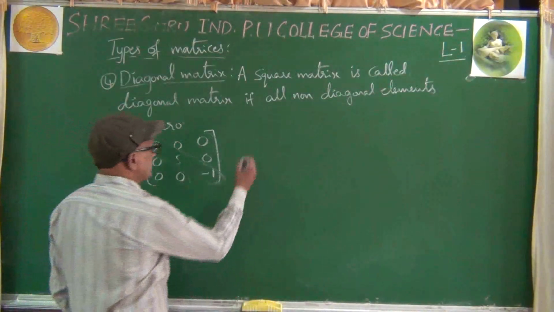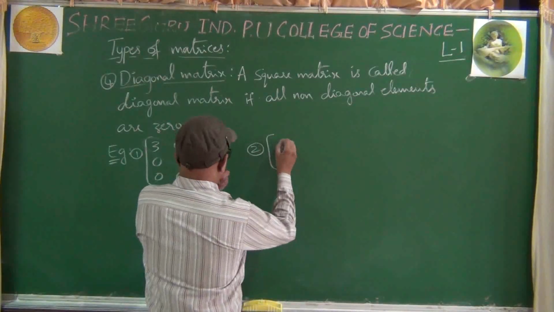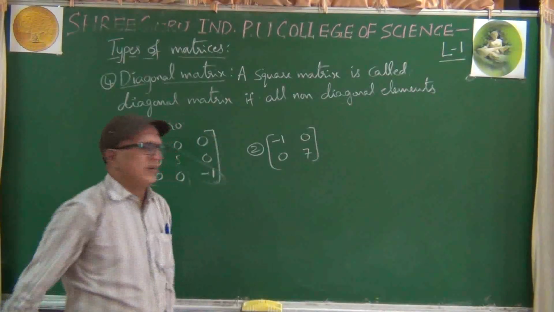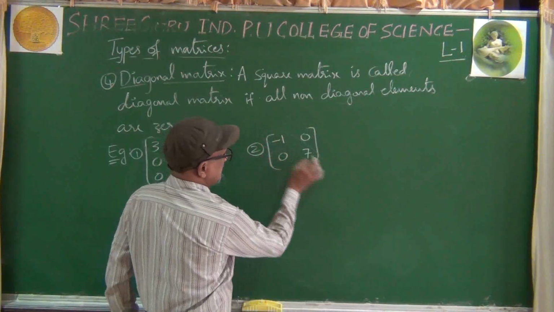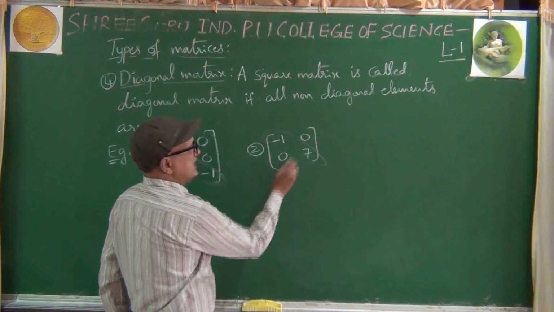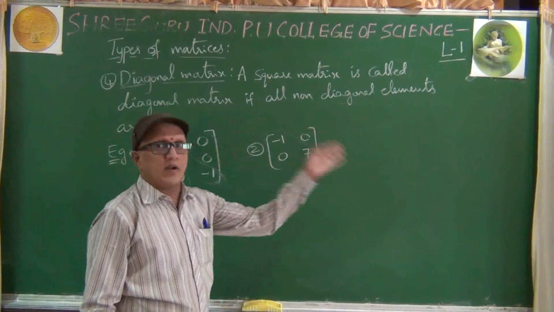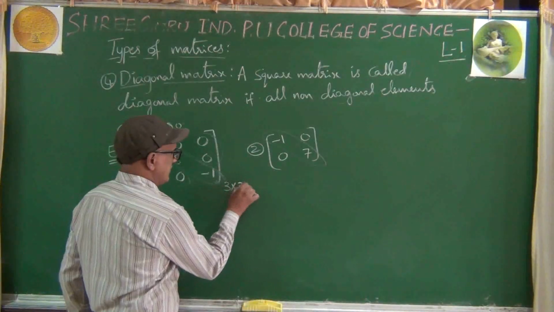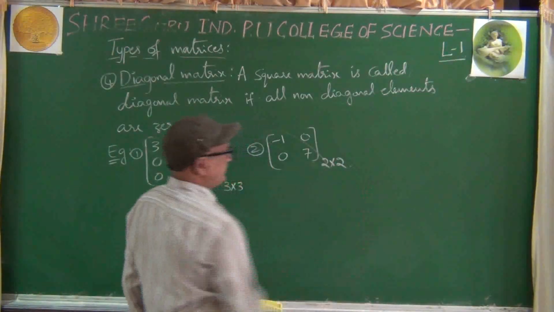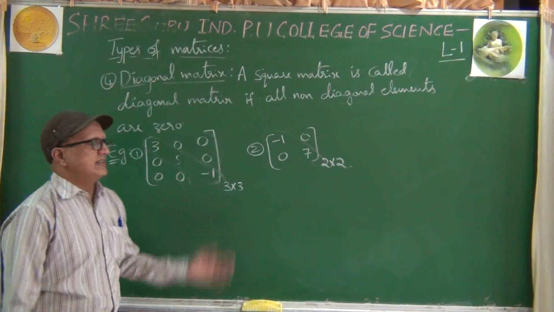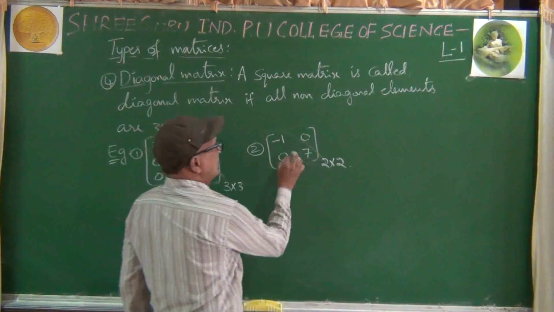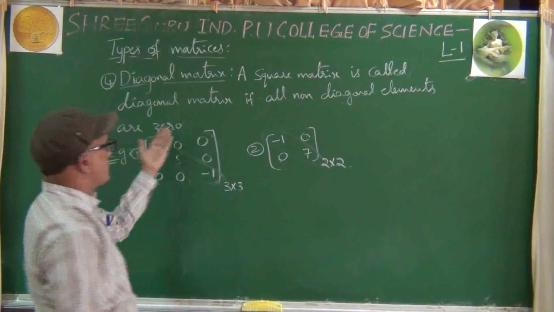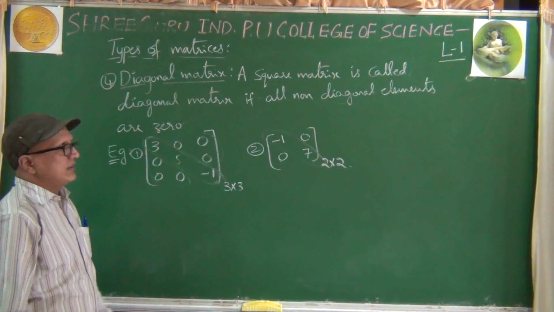Let us see one more example. Example 2: -1, 0, 0, 7. Diagonal elements. Non-diagonal elements should be 0. It should be a square matrix. Yes, it is a square matrix. It is a 2 by 2 matrix. It is a 3 by 3 matrix. These are non-diagonal elements. These are diagonal elements. Non-diagonal elements should be 0. So it is a diagonal matrix.